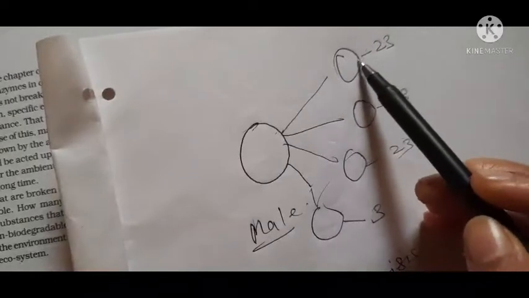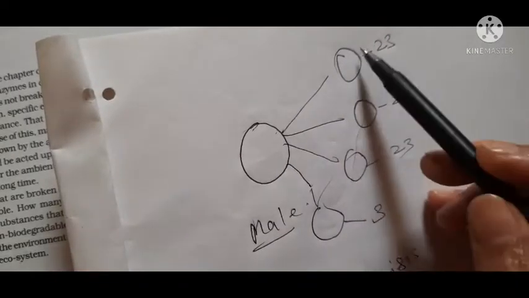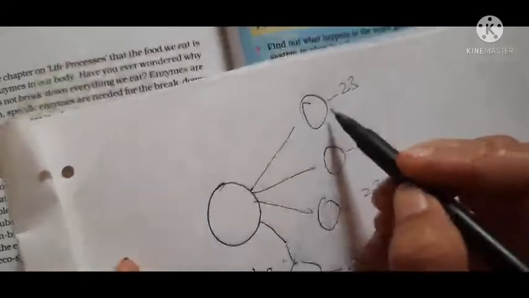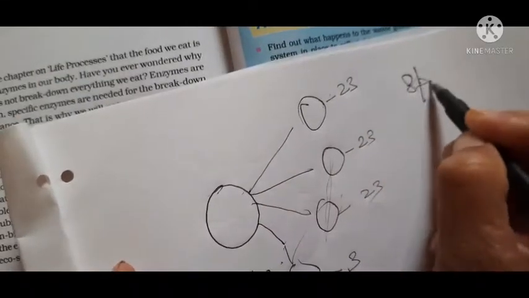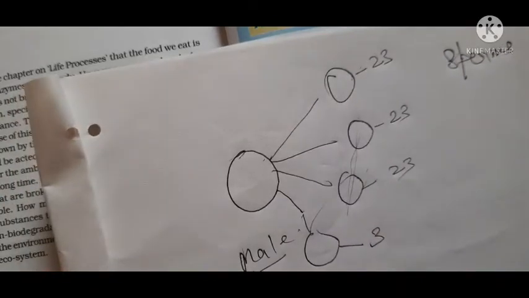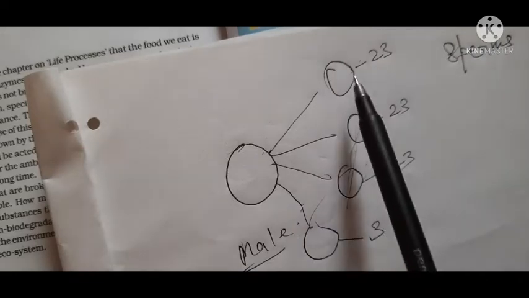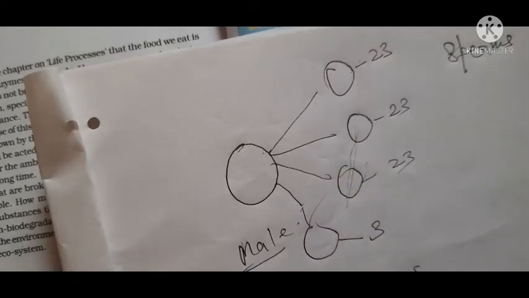So here these 4 cells, these 4 gametes, are formed which have half the number of chromosomes, and these gametes are called sperms. In the female also the same thing takes place. In the ovary, a diploid cell divides to form 4 cells, and those cells are called ova, and it has 23 chromosomes.